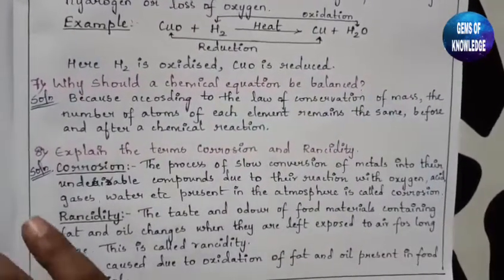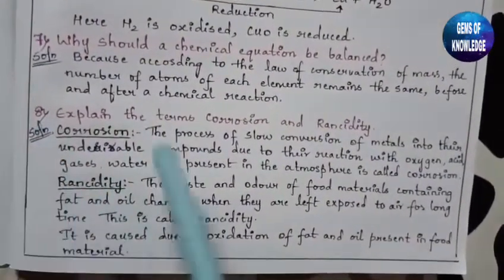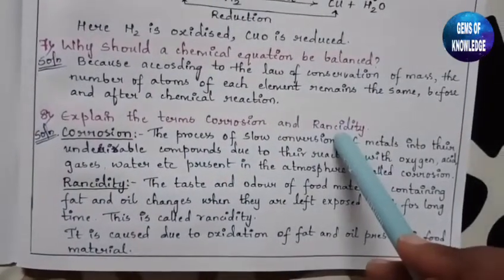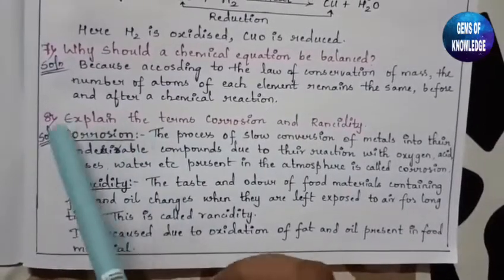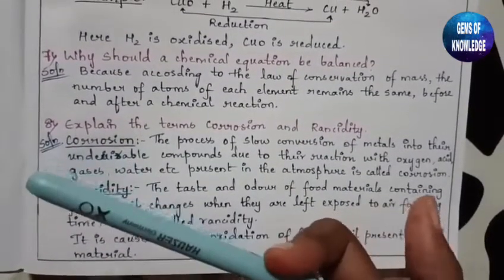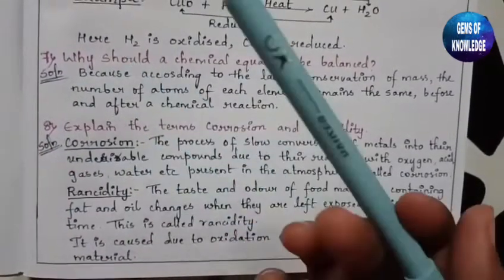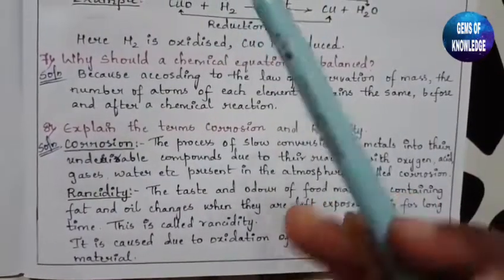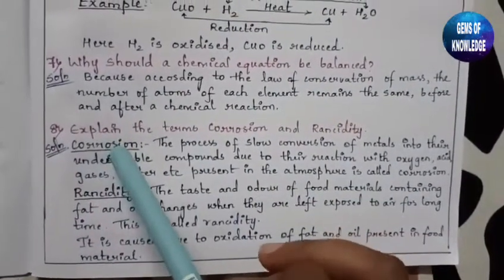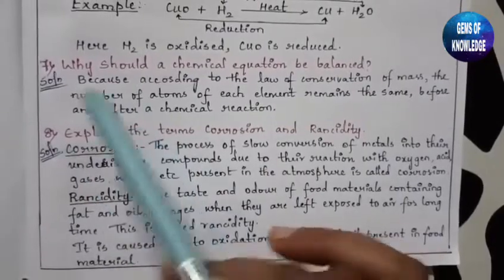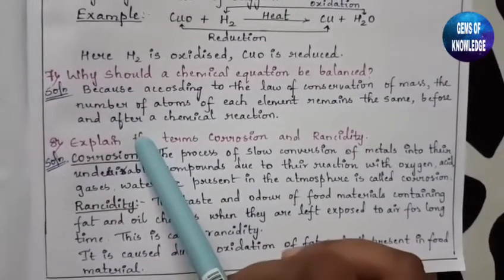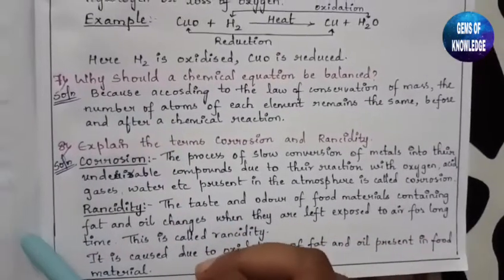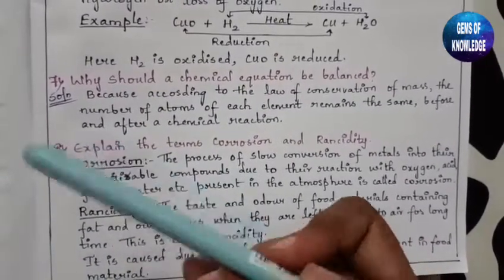Okay. The next one is, explain the terms corrosion and rancidity. What is corrosion and what is rancidity? Normally you know what corrosion is. You know the rusting of iron, I hope you all know what rusting of iron is. The similar process is called corrosion. But in case of iron, it is called rusting. In case of other metals, it is called corrosion.